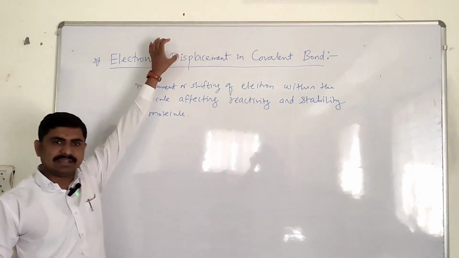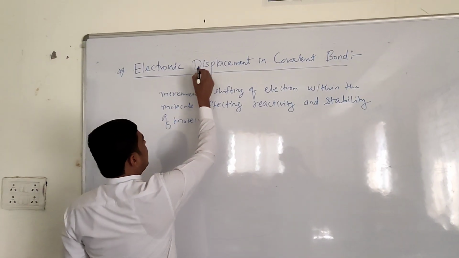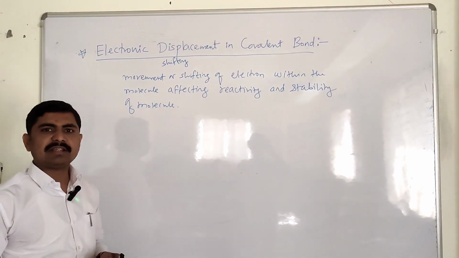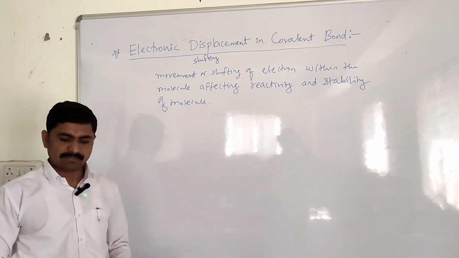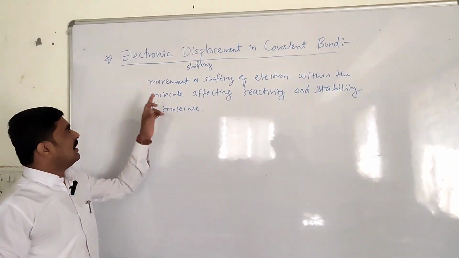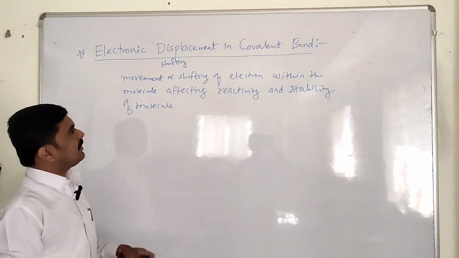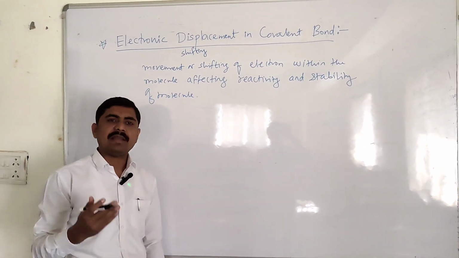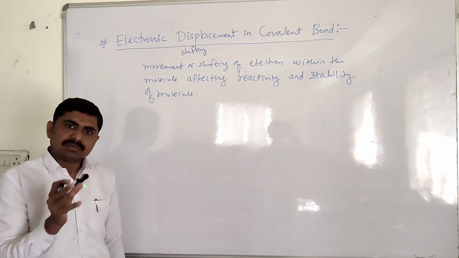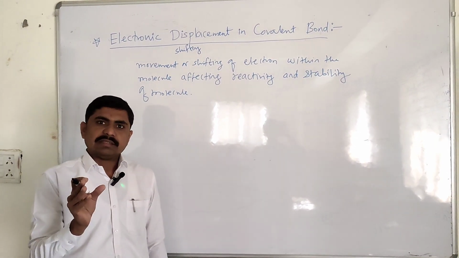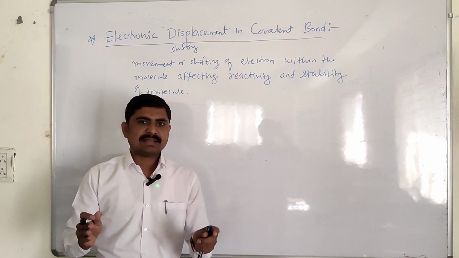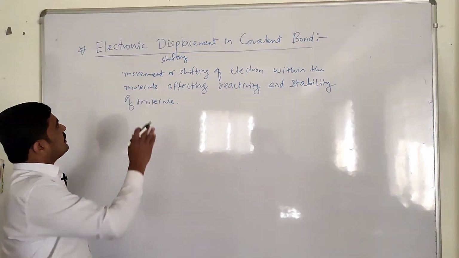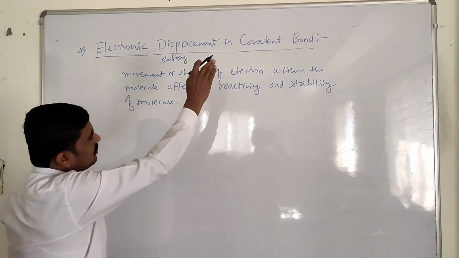What is the meaning of displacement? Displacement means shifting or movement from one atom to another atom, from one bond to another bond. So this is known as electronic displacement: movement or shifting of electrons within the molecule, affecting the reactivity and the stability of the molecule. All the organic chemistry mechanisms are based on this movement, or shifting, of electrons.